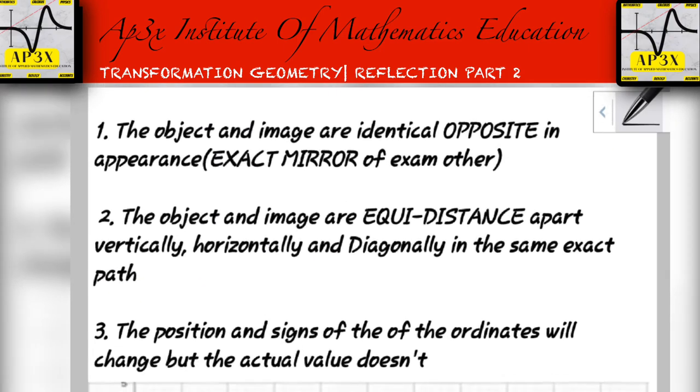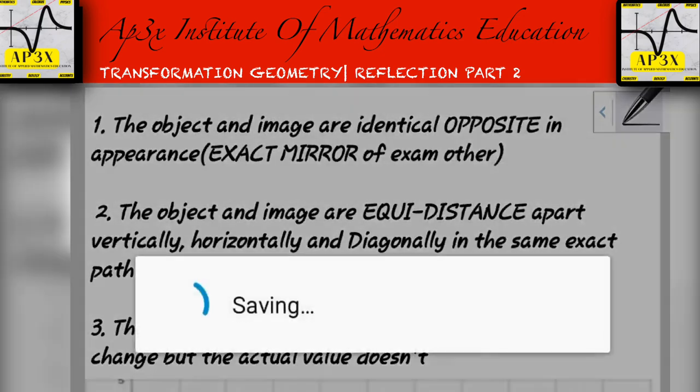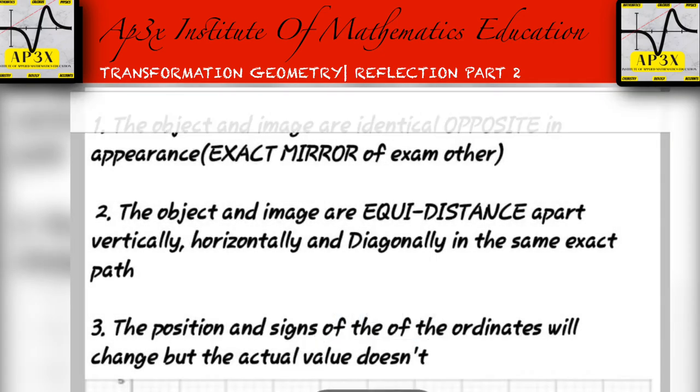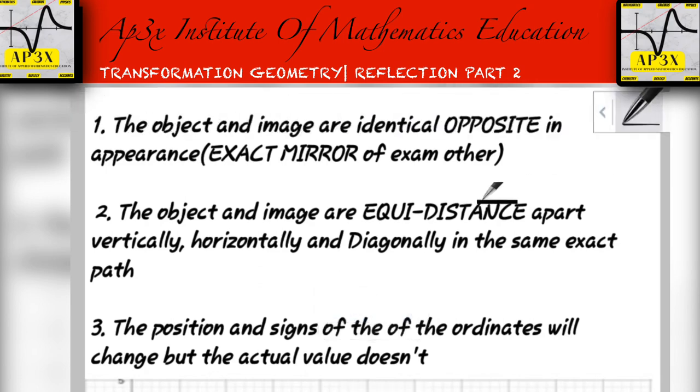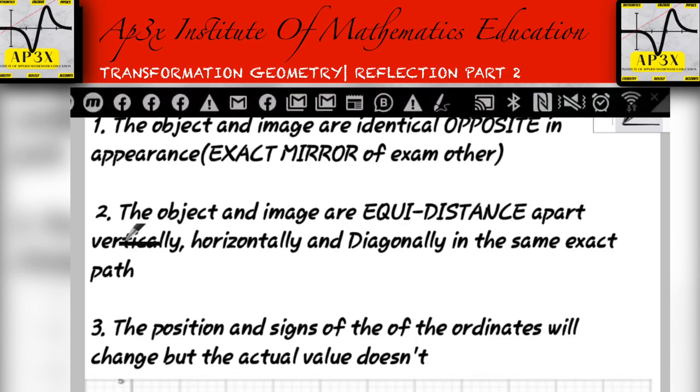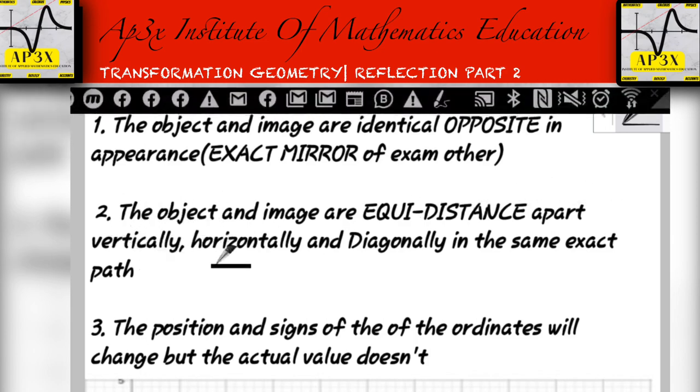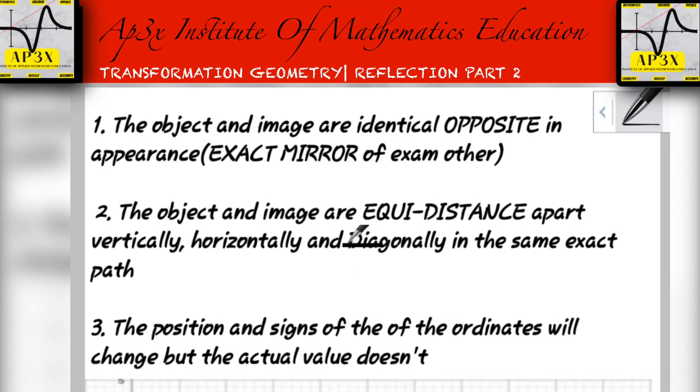Now, another thing that I use to help me deduce that a reflection has occurred is the fact that the object and the image are equidistant apart, whether vertically or horizontally, or also diagonally, depending on whether the shape is perhaps a right angle triangle. And they must be in the exact same vertical, horizontal and diagonal path.